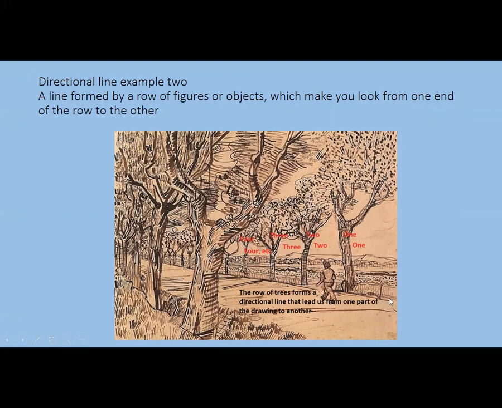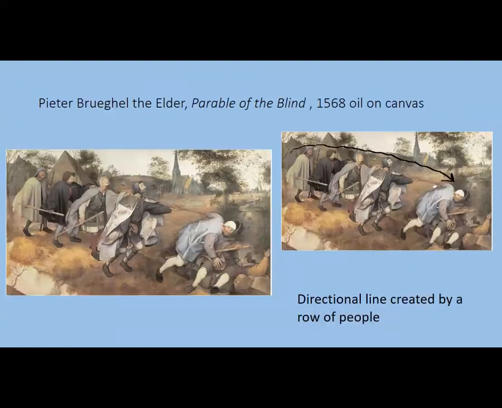There's the rows, the slats in the fence that make us look from here to here to here to here to here. This row of trees makes us look from here to here to here. So we start on one side of the drawing and we end up on the other side of the drawing by following the rows or slash directional lines.